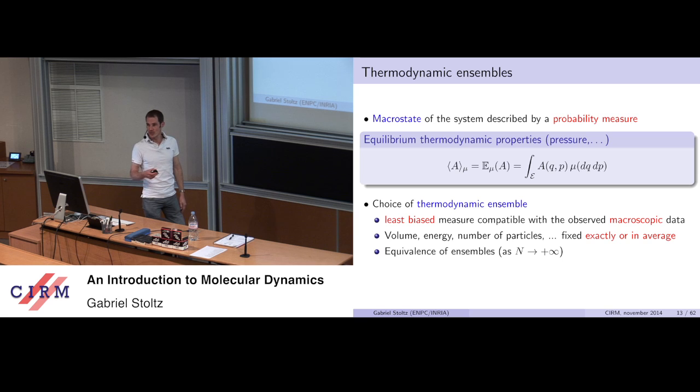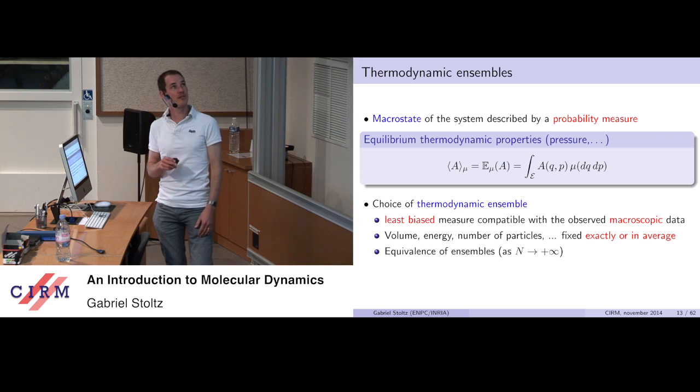In fact, what you're interested in are averages of certain functions of the microstate of the system. Those functions are called observables, for instance, the pressure. And what you want to compute is averages of functions of the microstate with respect to some probability measure which describes, in average, the state of the system. This probability measure is called a thermodynamic ensemble.